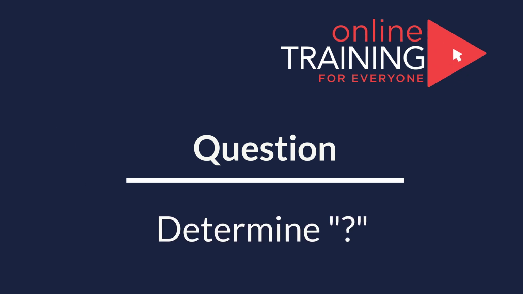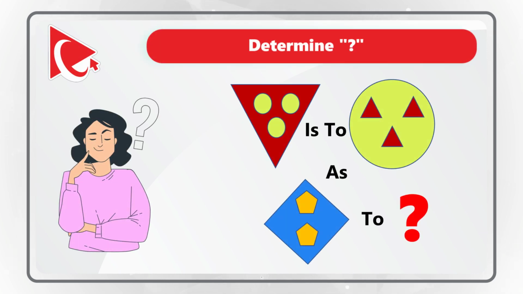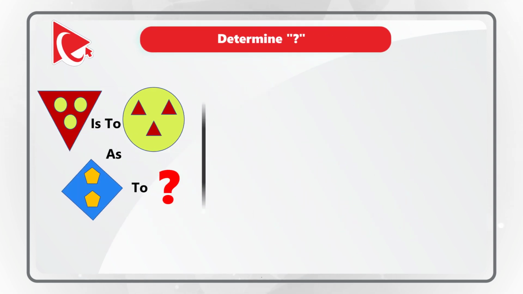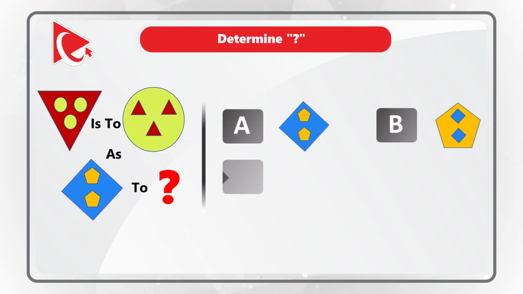I love this question because you need to determine the relationship between the shapes. And you need to determine which shape has a similar relationship to the rectangle. If you take a close look, you will see that there are other smaller shapes inside the larger shapes. And you have 4 different choices to choose from for the final answer. Choices A, B, C, and D.